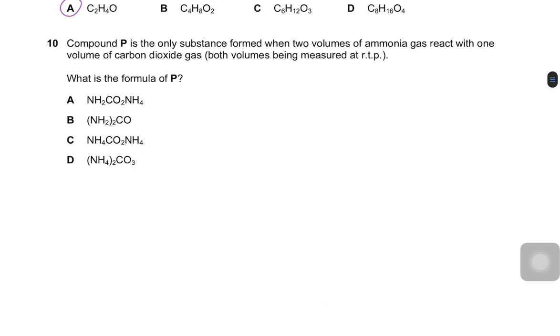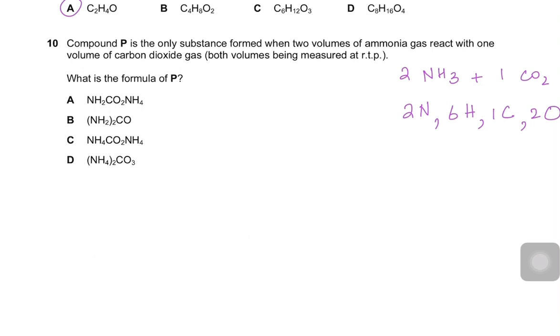Question 10 says, compound P is the only substance formed when 2 volumes of ammonia gas, which means 2 ammonias, react with 1 volume of carbon dioxide gas, plus 1 CO2. So let's see. It means there has to be 2 nitrogens. It means it has to be 6 hydrogens. It has to have 1 carbon. It has to have 2 oxygens.